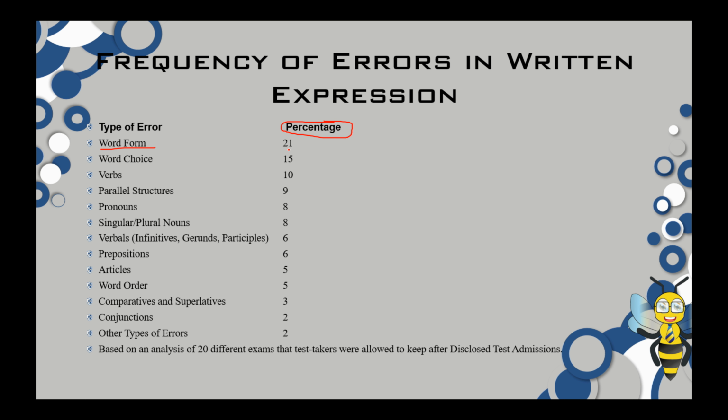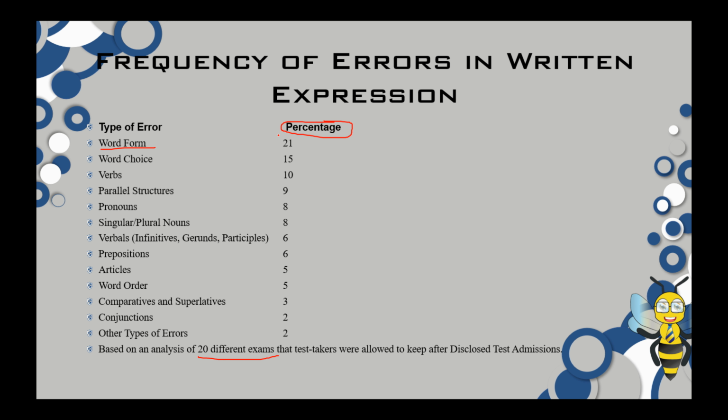Number two, word choice, which is 15%. And verbs, it's 10%. Then we have the rest: parallel structures, pronouns, singular, verbals, prepositions, articles, word order, comparatives and superlatives, conjunctions, and other types of errors. This information was taken from an analysis of 20 different exams. So I am not inventing this information. I'm using information from a book, and the person who created the book analyzed 20 exams and took these percentages from there.